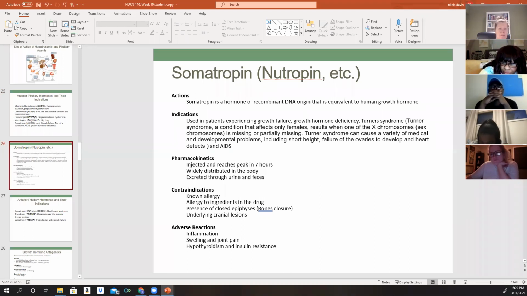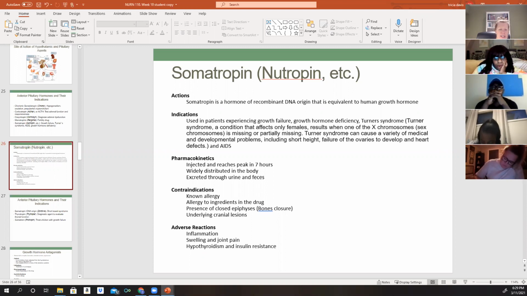heart defects. The pharmacokinetics of this medication, it is injected and it reaches its peak in about 7 hours. It's widely distributed throughout the body and it's excreted through the urine and the feces. So we're going to want to watch our patients that have kidney issues.